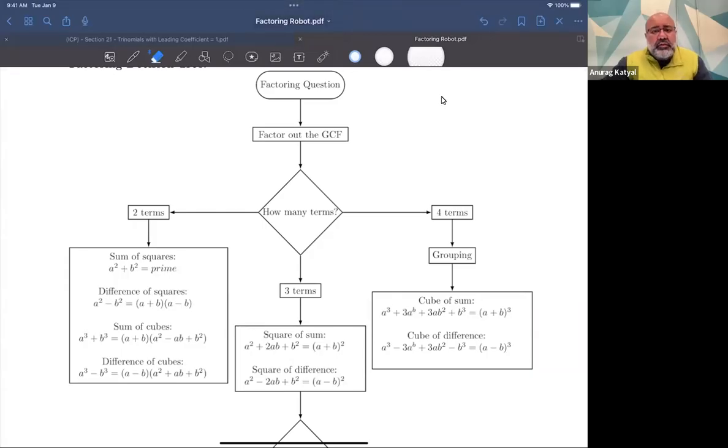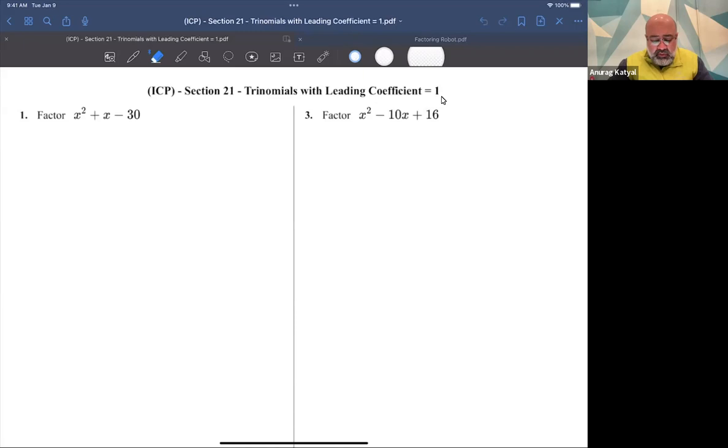Hey guys, last section for today, or tomorrow rather. We're looking at section 21, which is trinomials with leading coefficient equal to 1.